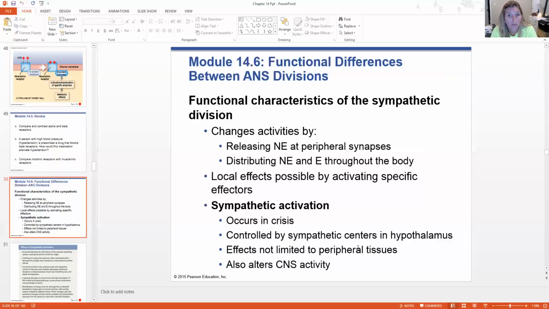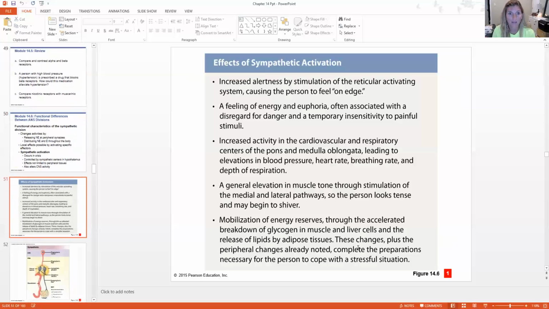This is, again, our fight or flight. Sympathetic centers in our hypothalamus control the sympathetic activation, and the effects are not limited to peripheral tissues. It can also affect central nervous tissue function as well. This is the overall summary of sympathetic activation, all of the things that occur when sympathetic activation is occurring in your body.